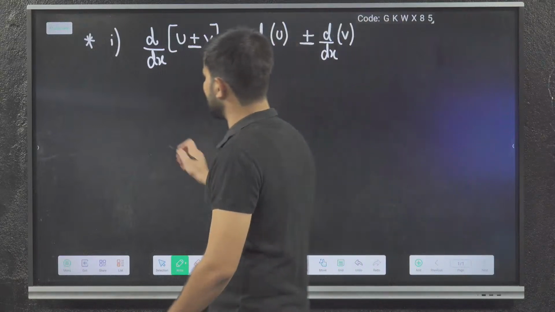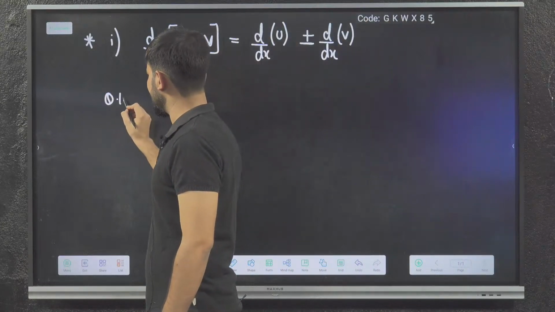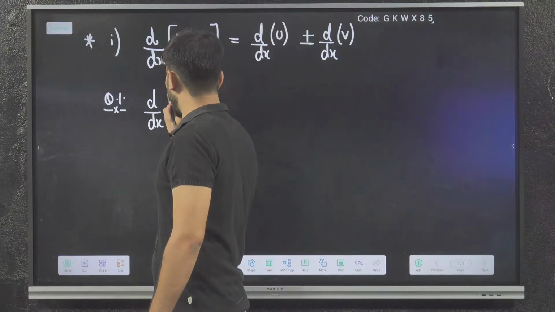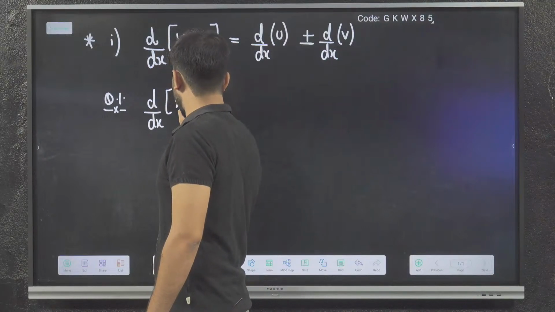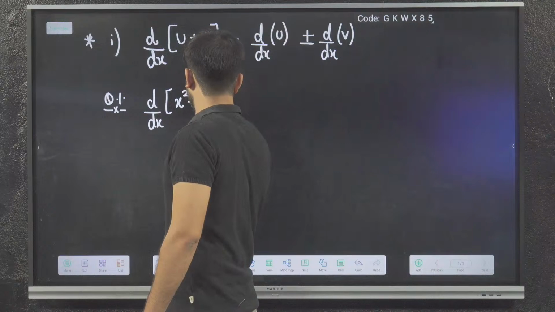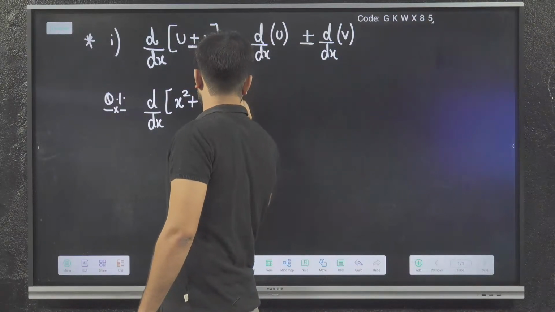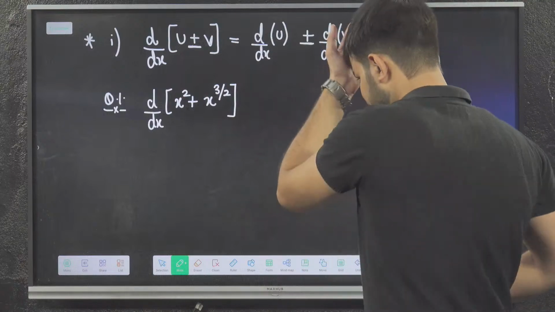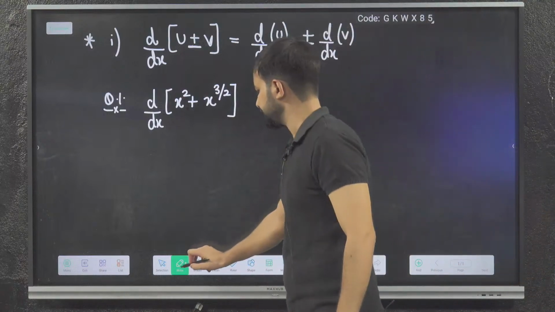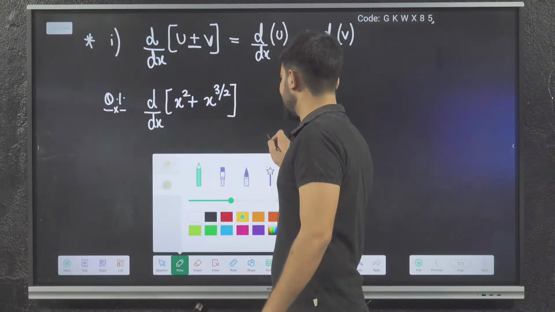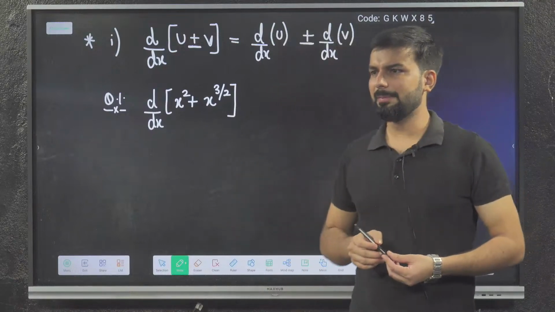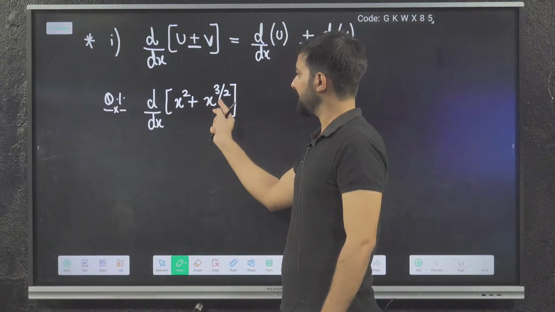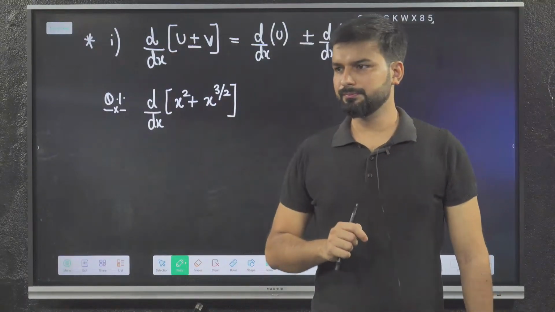Okay, I will start with a very simple question. Let me ask you guys a very simple question. d by dx of x square plus x power 3 by 2. The easiest one I have asked you guys. Tell me, beta, what will be its answer? What will happen to it? Solve it and tell me the answer. x square plus x power 3 by 2.